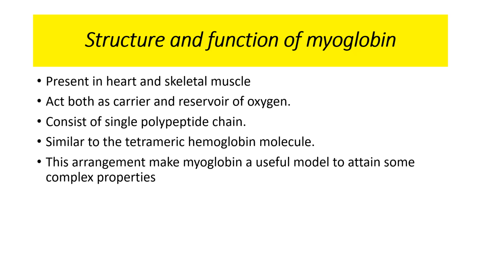Myoglobin is present in the heart and skeletal muscle. It can act not only as a carrier of oxygen but also as a reservoir of oxygen. Myoglobin has only a single polypeptide chain, so it attains the tertiary level of structure, the maximum level for it. This is unlike tetrameric hemoglobin, which has four polypeptide chains, whereas myoglobin has only one. This arrangement makes myoglobin a useful model for understanding some of the more complex properties of hemoglobin.